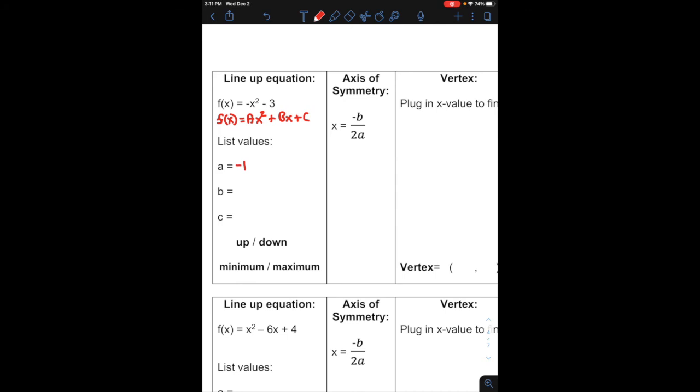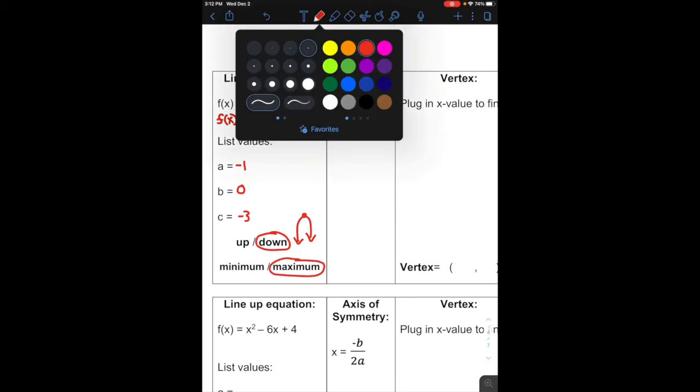b is the coefficient for the term with x to the first, or just x in it. Since that term is not there, that must mean that b is 0, and c would be negative 3. Since a is negative, this parabola is going to be facing down like an N shape, which would put the vertex at the top, and it would represent a maximum point. Let's go ahead and find our axis of symmetry using our formula.